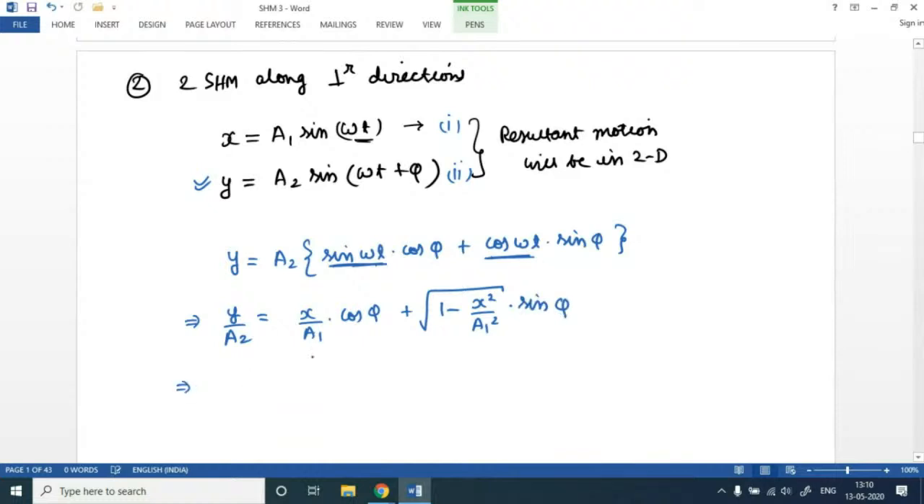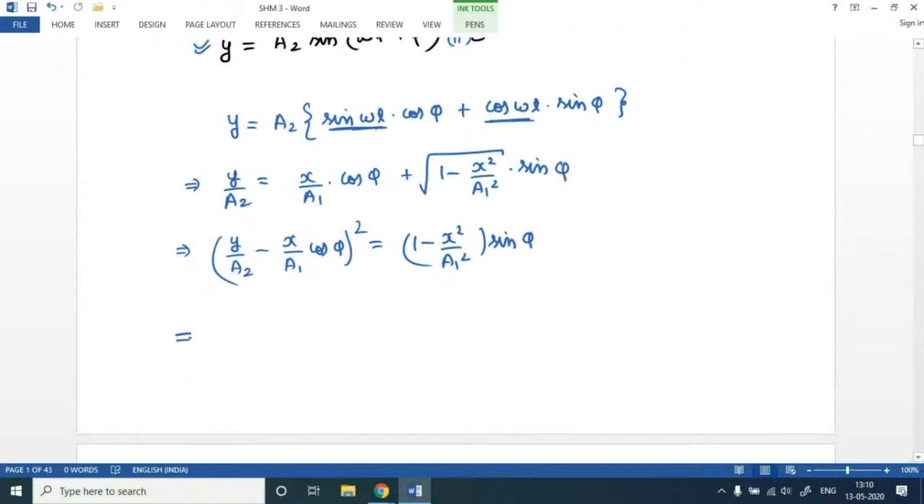Okay, and what you can do is take this side, y by a2 minus x by a1 cos phi, is equal to, and when you square to get rid of this root sign, that would be 1 minus x square by a1 square into sine phi over here. Further simplifying that gives you a simple relationship: x square by a1 square plus y square by a2 square, minus 2xy cos phi upon a1 a2, equals sine square phi.